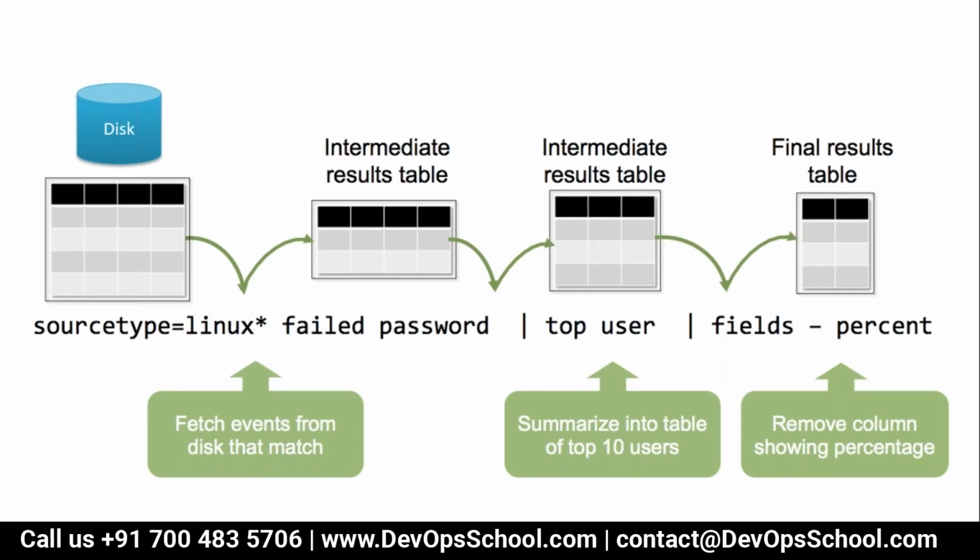So top is one of the commands, and on top of the previous output you run this command, top user. Same time, fields hyphen percentage, which you are running on the top of the result of the top user. So that is how the pipe works. So here you got the intermediate results, then intermediate result tables, and final result tables. So that is how you can filter out your desired results.